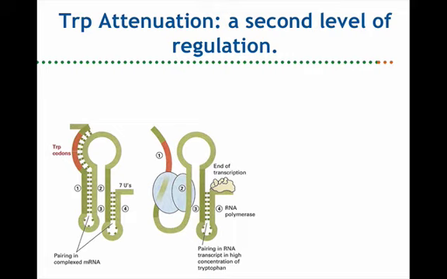and transcription stops. That 3,4 loop is a terminator. Transcription stops. If tryptophan is available, the 3,4 loop forms and transcription stops.